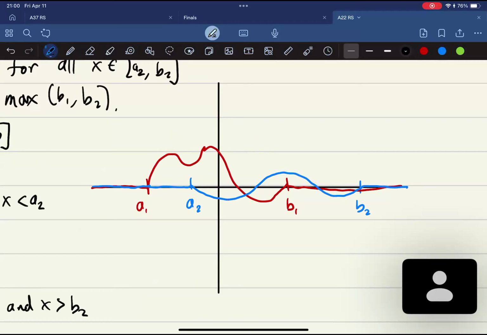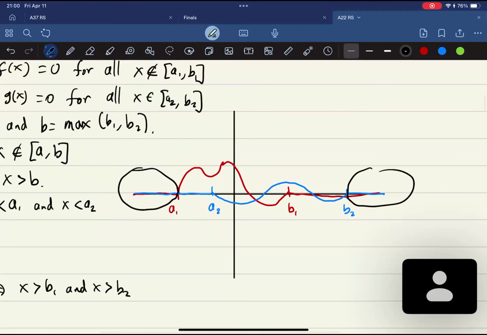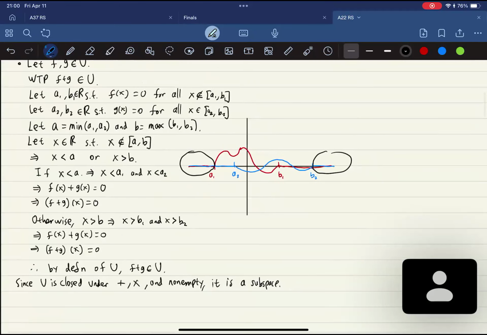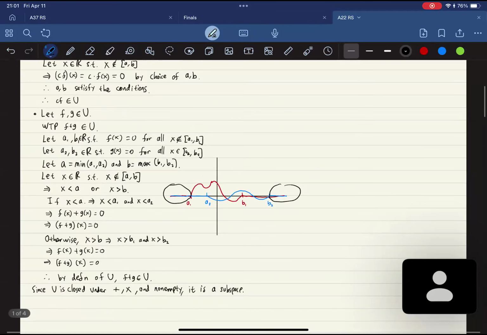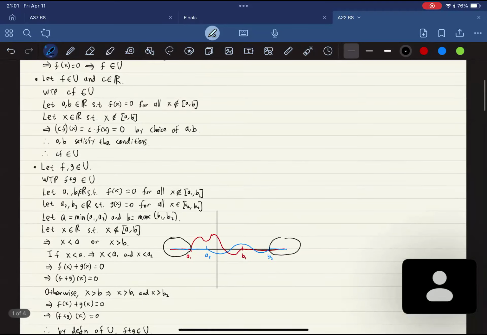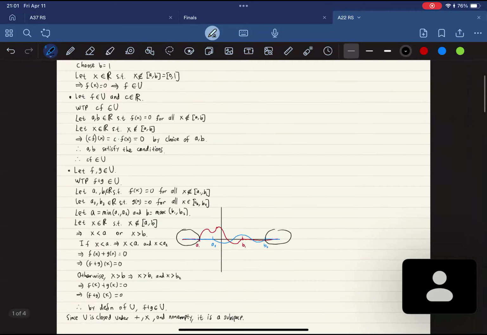We want to pick the x in this area here, outside of those intervals. One way to guarantee it is to choose the minimum of the lower bounds a1 and a2, and the maximum of the upper bounds b1 and b2, so that when we add the functions together, we will still get 0. Does it make sense? Yeah, okay, nice. Great, that's it for this question, and we can continue to the next.